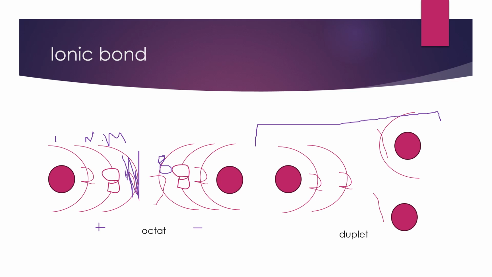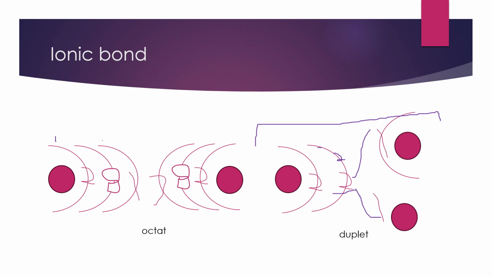Now what does it mean by the duplet system? So when we are talking about the duplet system, we should know that in the valence orbit there are 2 electrons. But when it shares its electrons, these two will be completely shared. So there would be 2 electrons in the valence orbit.